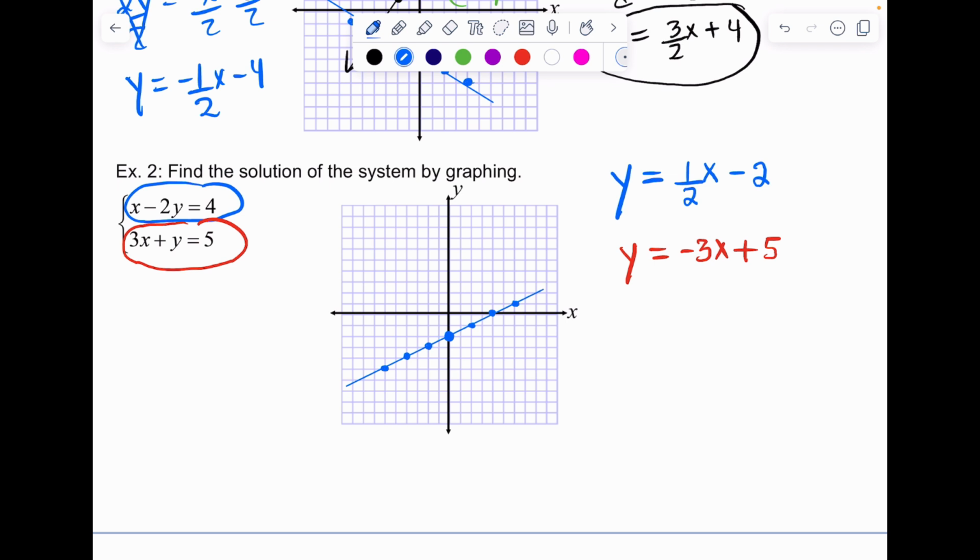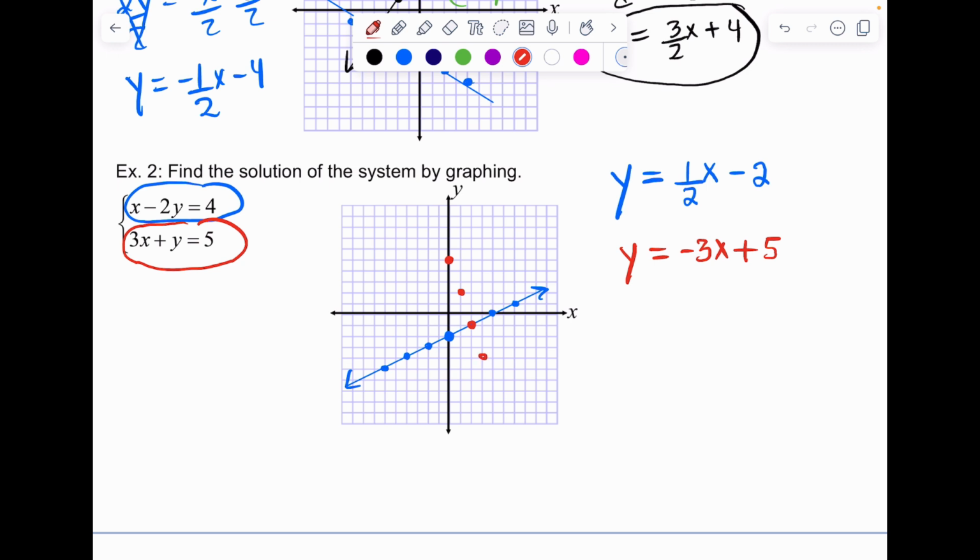And we have our line here. And our second line here in red, y-intercept is 5. 1, 2, 3, 4, 5. My slope is -3. So I'm going to go down 1, 2, 3, 1 to the right. Bingo, there it is.